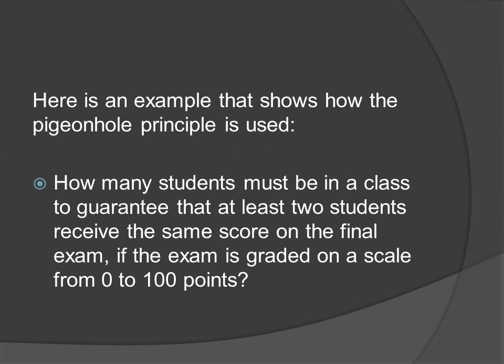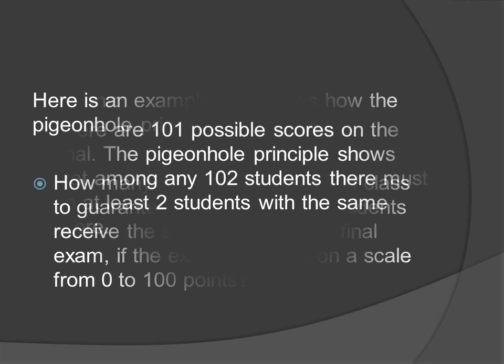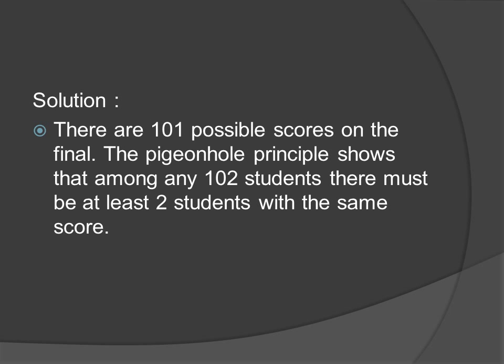Here is an example that shows how the pigeonhole principle is used. How many students must be in a class to guarantee that at least 2 students receive the same score on the final exam if the exam is graded on a scale from 0 to 100 points? Solution: there are 101 possible scores on the final. The pigeonhole principle shows that among any 102 students, there must be at least 2 students with the same score.